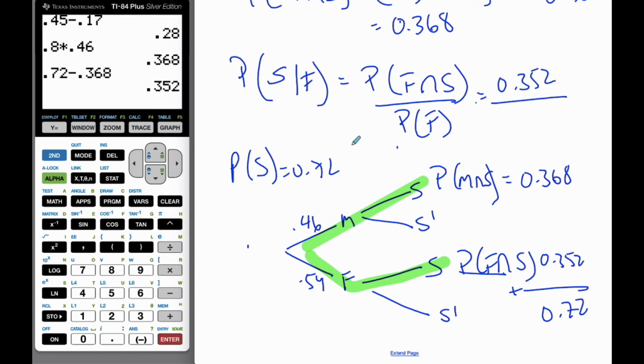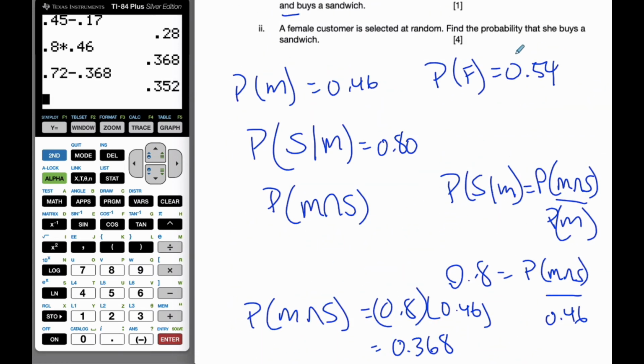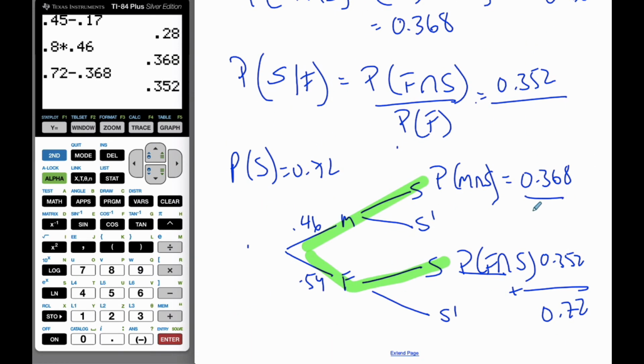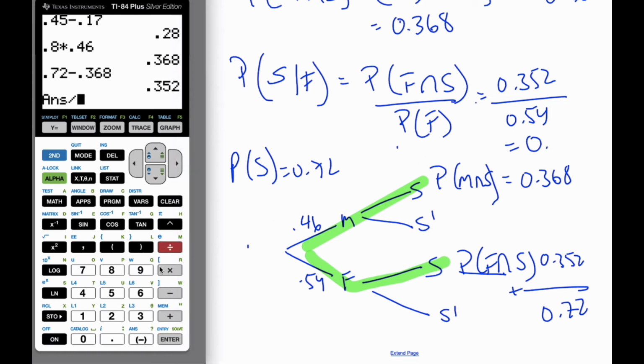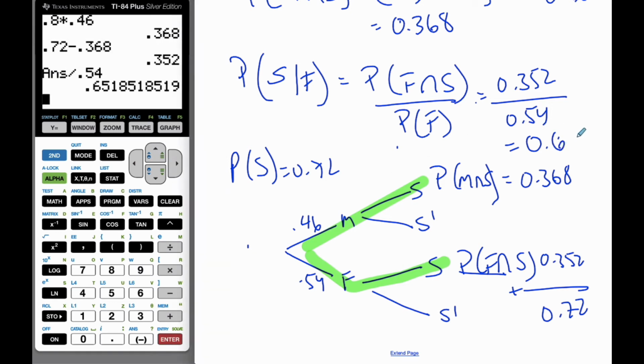That's 0.352 over the probability of females, which is 0.54. Oh, I put it in the wrong spot. 0.54, and when I do that computation, divided by 0.54, I see that my probability of getting a sandwich, given that I'm a female, is 0.652 to 3 significant figures.